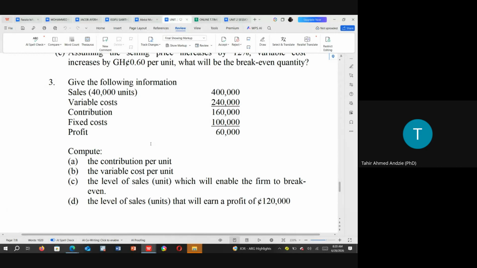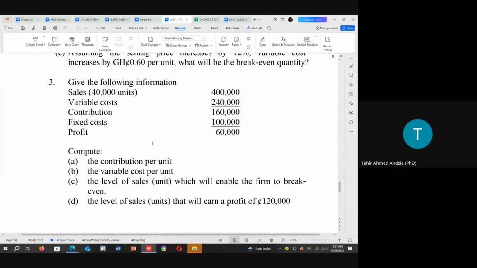What will be the break-even? Break-even is equal to fixed cost over contribution per unit. Fixed cost is given as 100,000. You have already calculated your contribution per unit, which is 4 cedis. And so what is the break-even point? 25,000 units. Very good. Please, is this difficult? No, it is not.